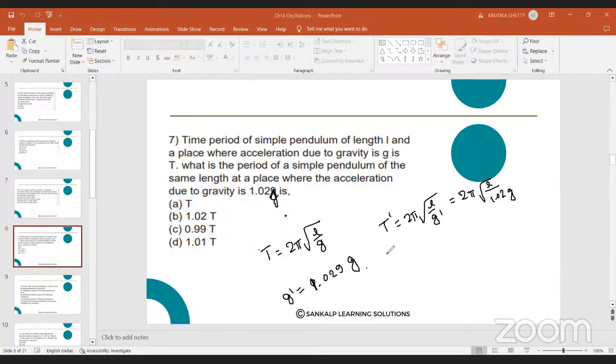Now take the ratio of T dash by T. If I take the ratio of T dash by T, 2 pi cancels, L also cancels. So we are left with G divided by 1.02 into G. So this G will also get cancelled. Now how do we write this? 1 divided by 1.02. We can also write it as 100 divided by 102. So what is 100 divided by 102? Calculate one more step and give the answer. What do you get?